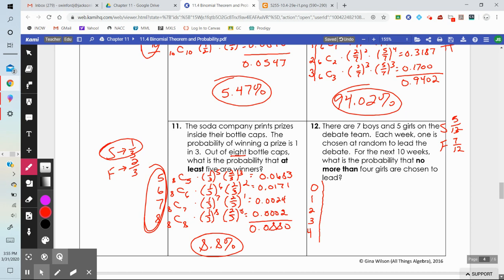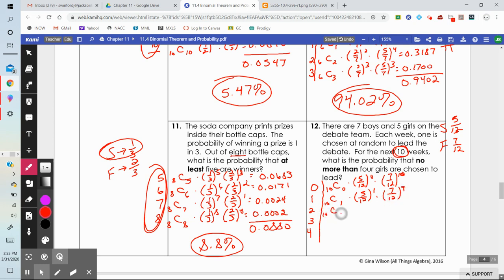So therefore, the chances of choosing no girls, so we're picking for 10 weeks. So the combinations of 10 choose 0. We're choosing no girls. We have no successes here. That'd be 5/12 to the zero power. And we know that goes away anyway, but it's still good to get into a habit. So that'd be 7/12 to the 10th. So that'd be no successes and 10 failures. 10 choose 1 would be 1 success and 9 failures.